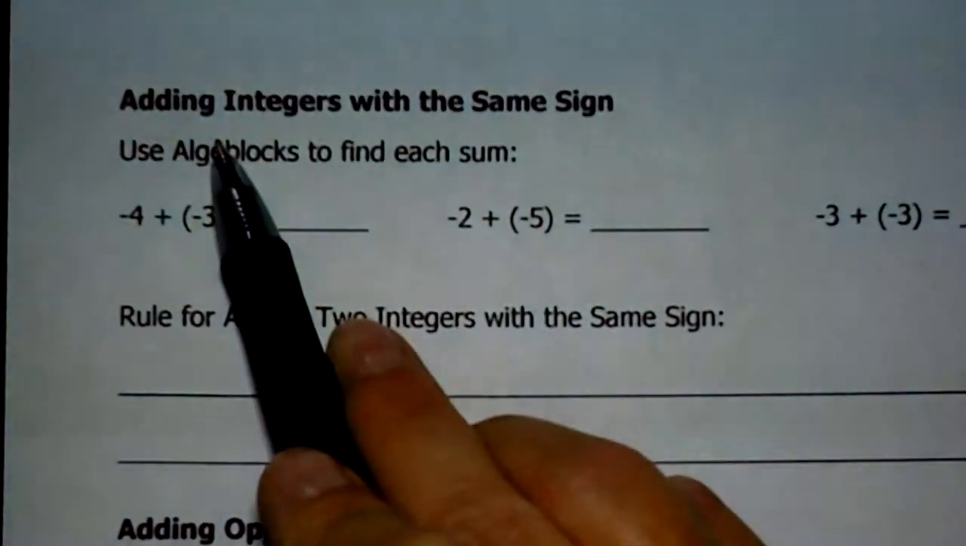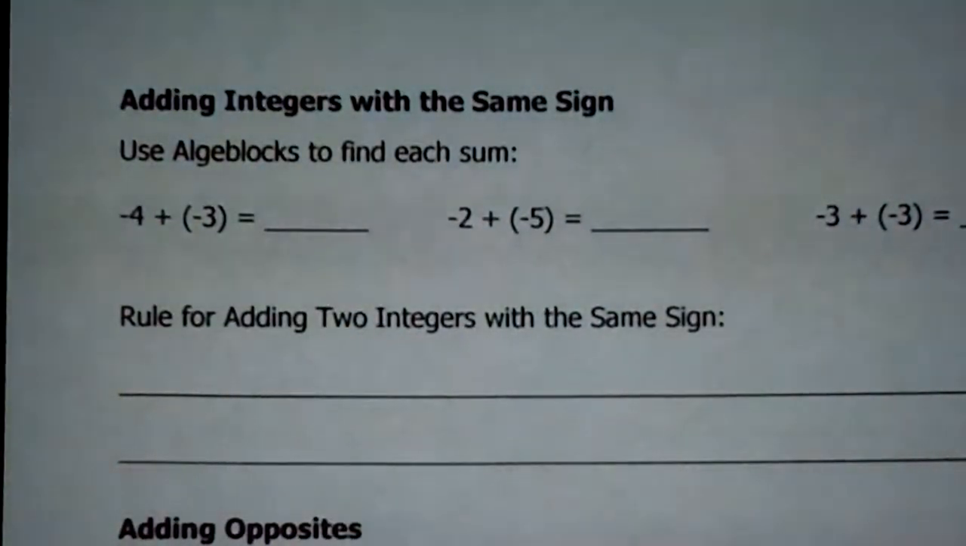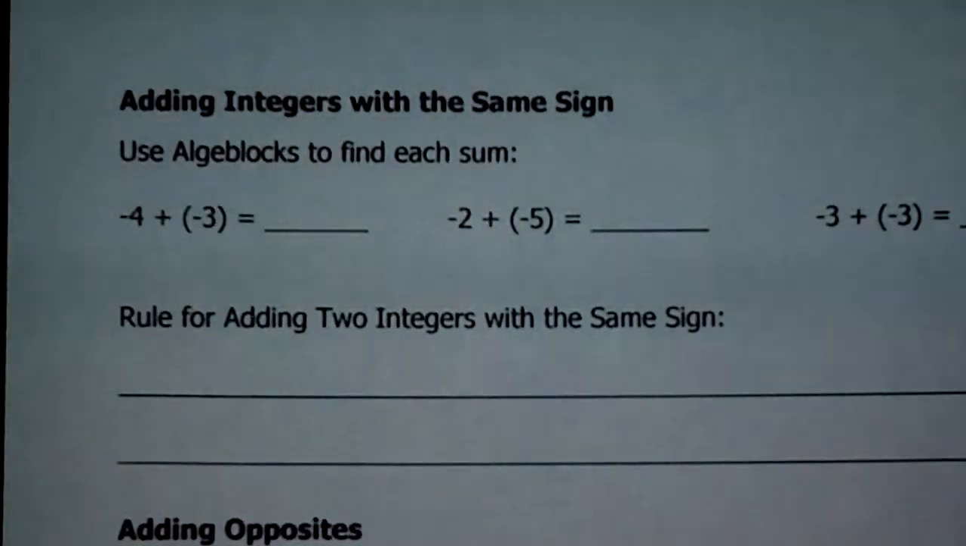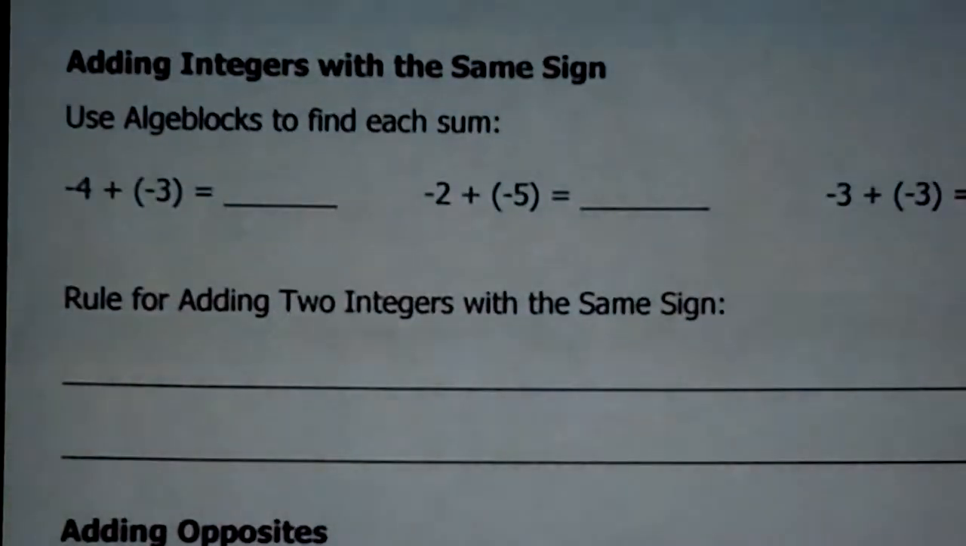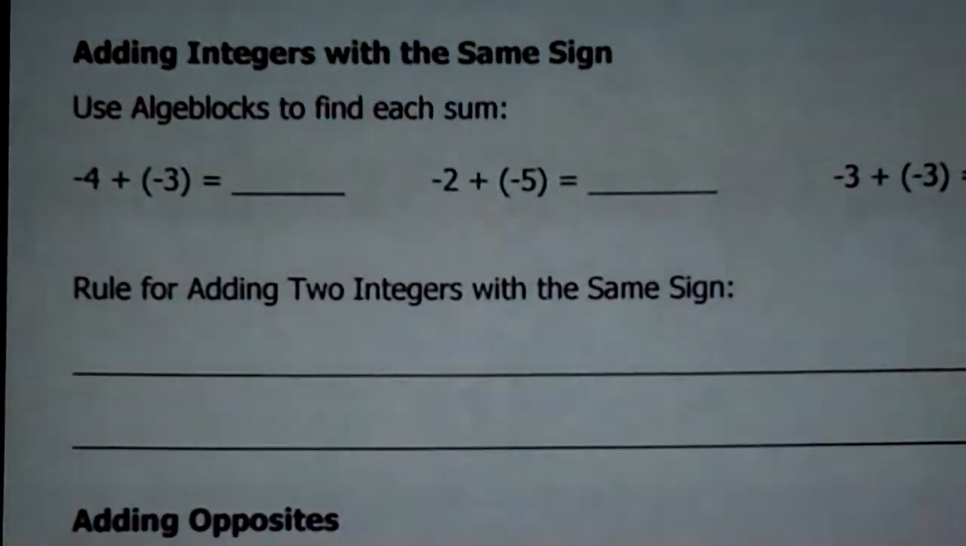Alright, so knowing all of that, we're going to use that in a little bit to help us understand how to add integers with the same sign and add integers with different signs. I ask you to use algebra blocks to find the sum. I'll model how to use the algebra blocks. I'm guessing you don't have any at your house. That's okay. I'll show you.